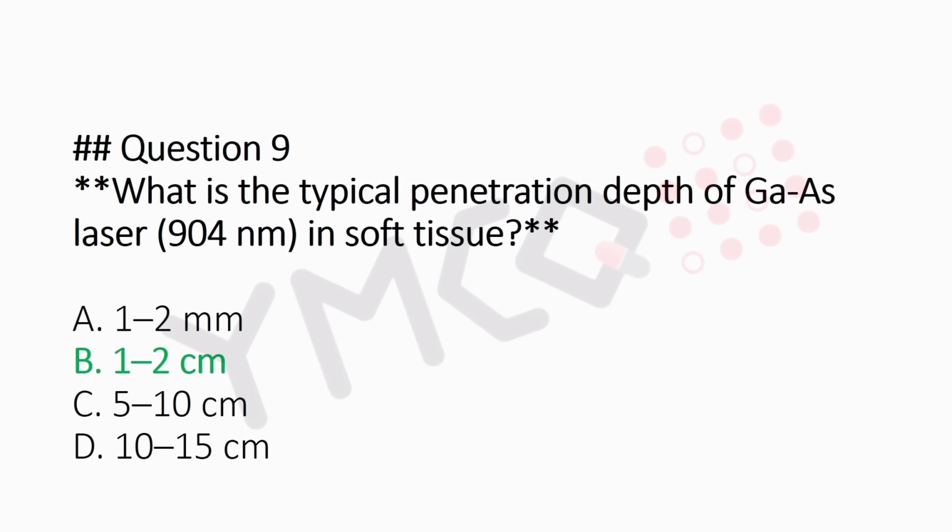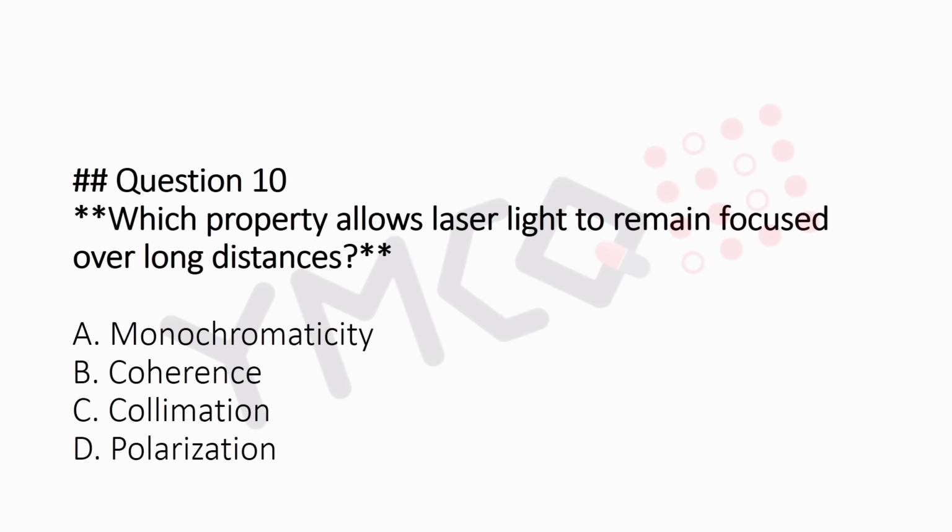Now let's move to question number 10. Which property allows laser light to remain focused over long distance? Option A, monochromaticity. Option B, coherence. Option C, collimation. Option D, polarization. And the answer is option C, collimation.